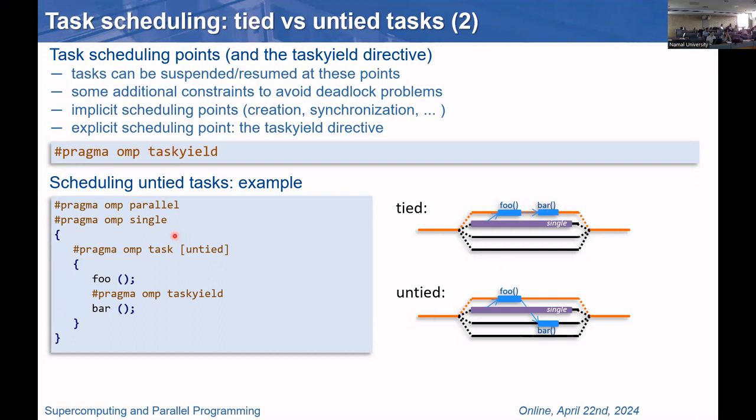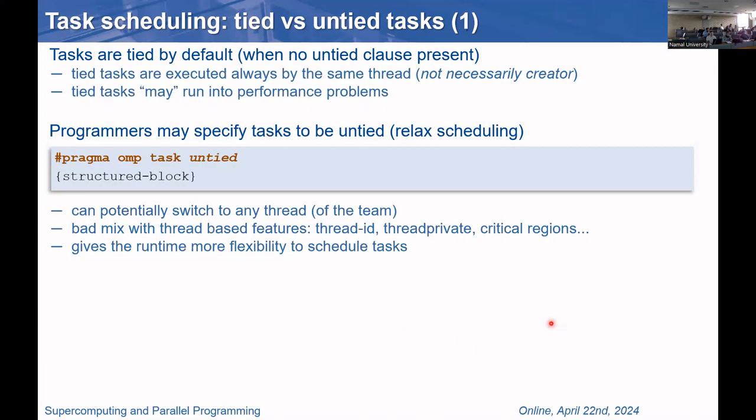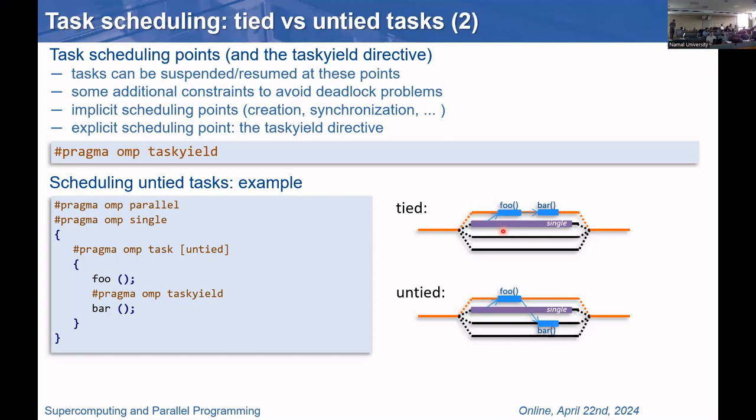But if we have the untied clause, it may happen that the second part of the task, bar, after the taskyield, is at a scheduling point. So the runtime may decide to move the function to another thread. This is this flexibility. So be careful if you use untied, because you should not use primitives like getting the thread ID and doing some work based on the thread ID, or use threadprivate, and be careful with the critical regions.